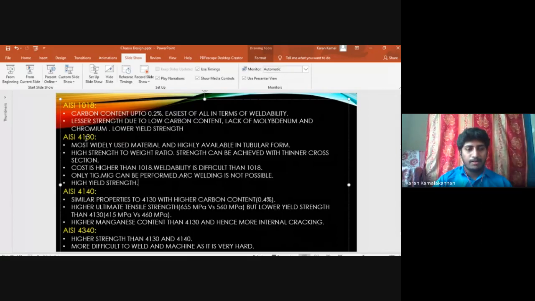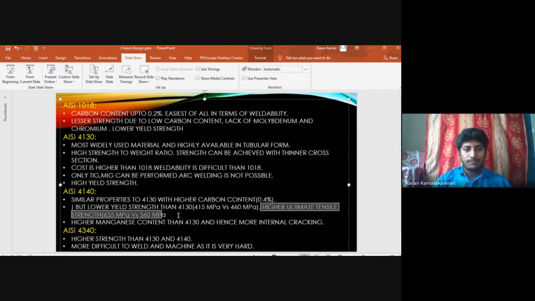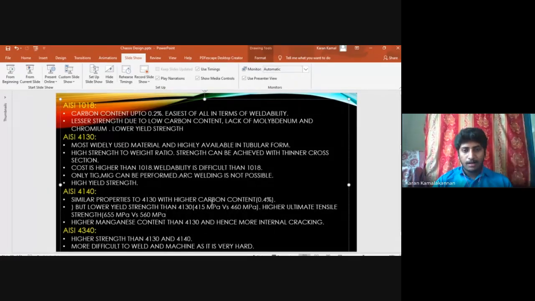Coming to 4140, it has very similar properties except the carbon content. Here we have 0.3%, where you have 0.4%. It has higher ultimate tensile strength than 4130, 655 versus 560 megapascal, but a lower yield strength. For our frame design we must concentrate more on yield strength rather than ultimate tensile strength. It also has higher manganese content, so it is more prone to internal cracking than 4130.